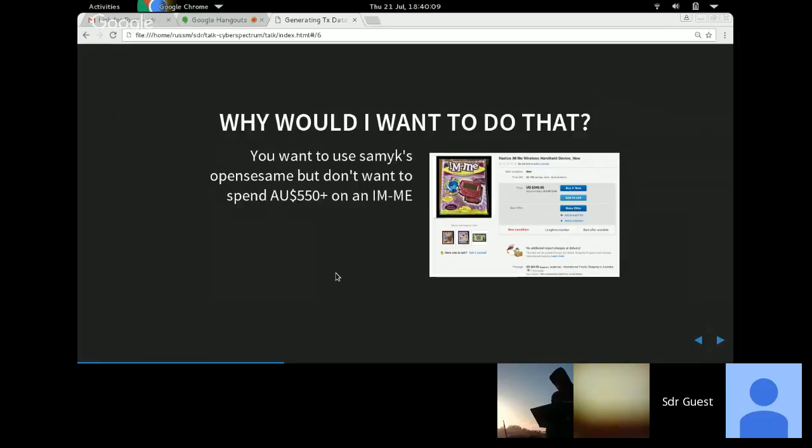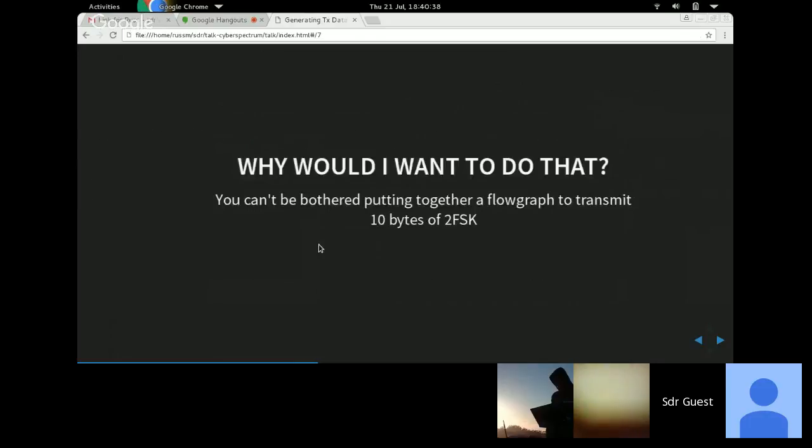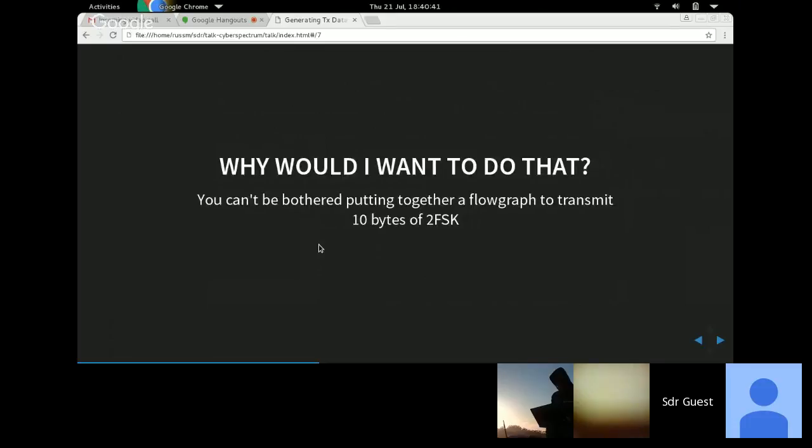Maybe you want to use something like Open Sesame against a fixed code access system that you have completely legitimate access to, and you go, well, okay. And in the end, you don't want to be messing around with the radio just to put together a flow graph to transmit a handful of simple modulation data.